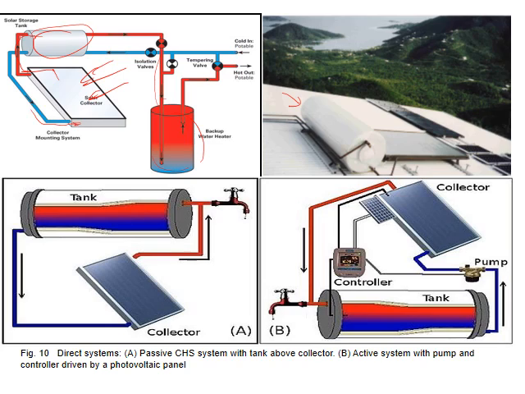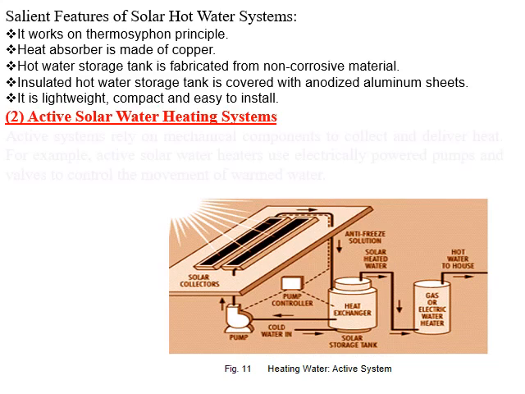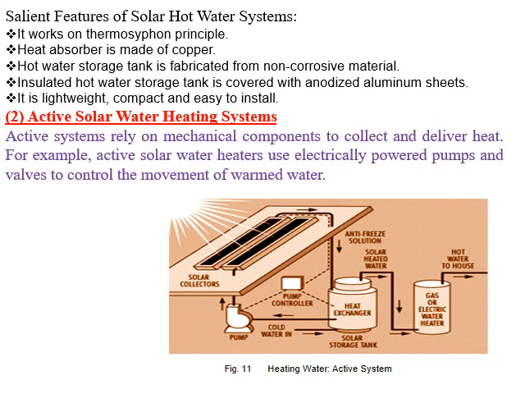Now when we add a controller, sensor, and motor pump, it becomes active. We don't have to wait. We can make the collector higher than the tank, or the opposite, because we are going to rotate the water with the pump itself. Now this is the active system, as I mentioned. As you can see here, this is the collector itself, and this is the pump, rotating.